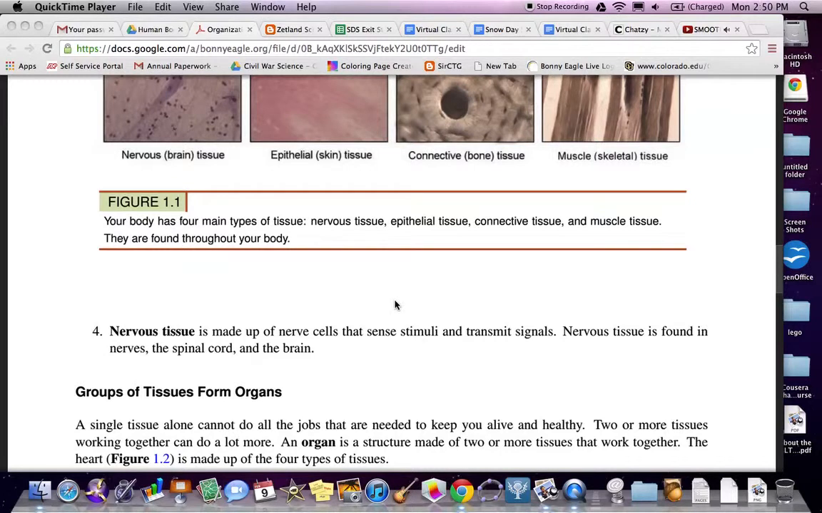Nervous tissue is made up of nerve cells that send stimuli and transmit signals. Nervous tissue is found in nerves, the spinal cord, and the brain.